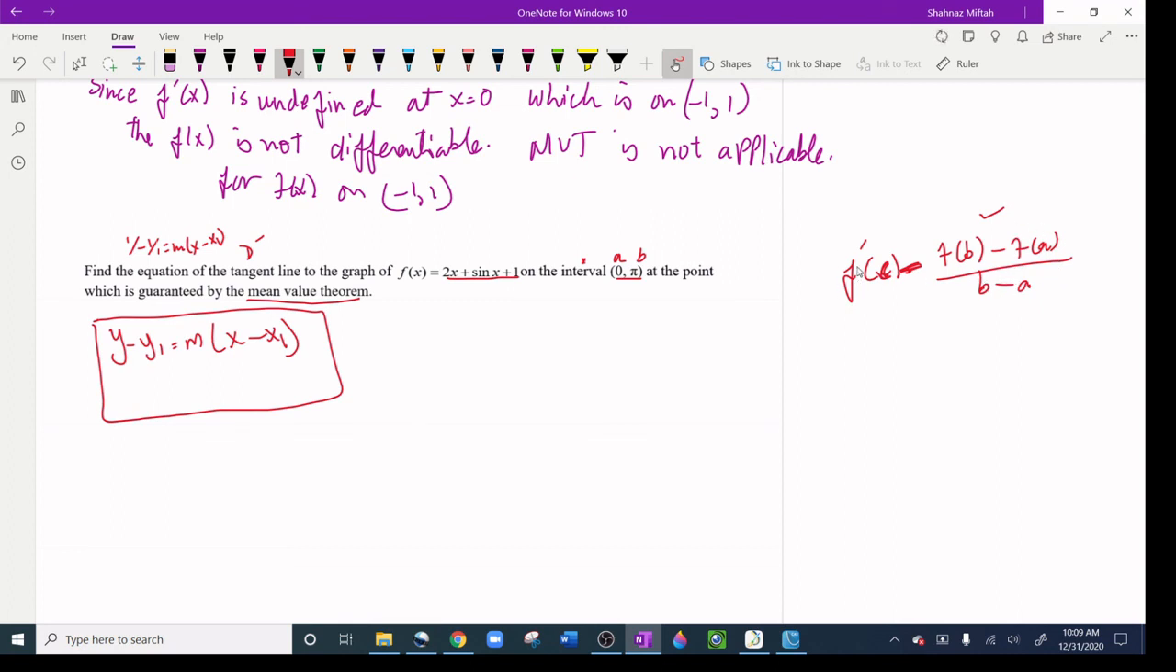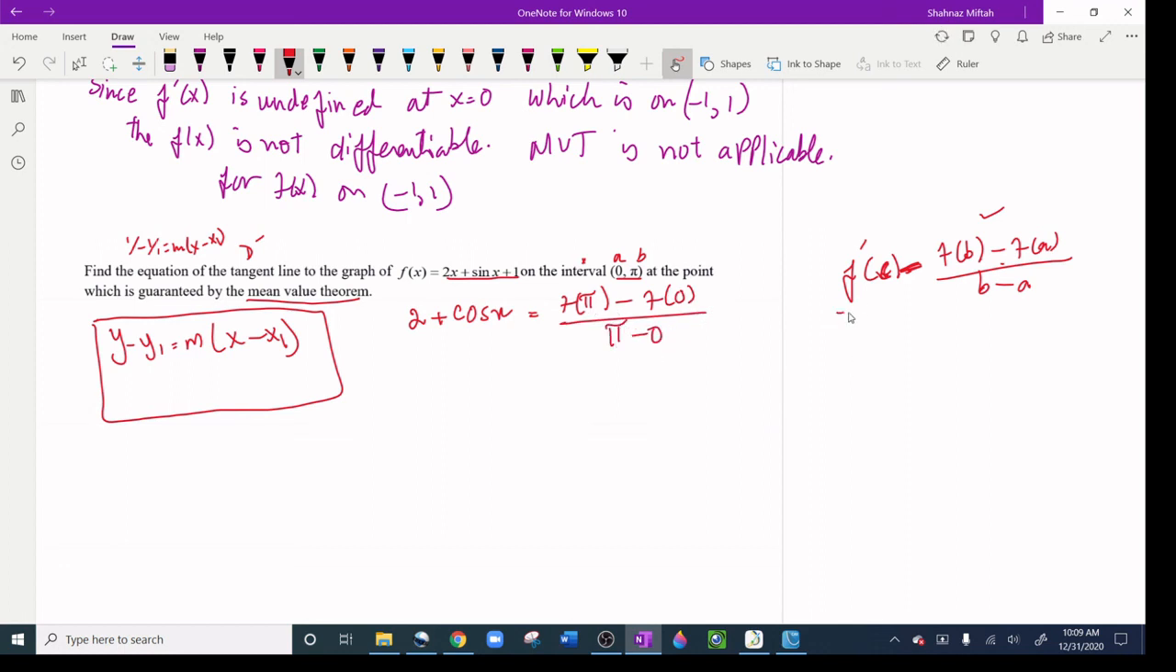But I know that the tangent and the secant are exactly the same, so whatever I get from this is going to be exactly the same over here. So let's try finding out the mean value theorem. It will give me c, and it will also give me a slope. So let's take a derivative of that. The f prime x is going to be 2, the derivative of 2x, plus cosine x, the derivative of sine x, and the derivative of 1 is 0. That equals f of b, which means f of pi, minus f of 0, which is a, over pi minus 0. So I have to find f of pi and f of 0.